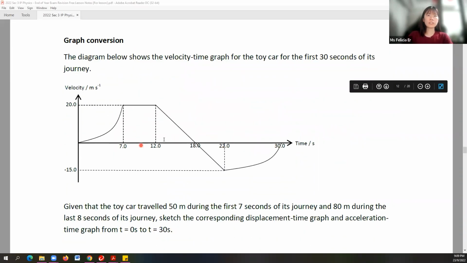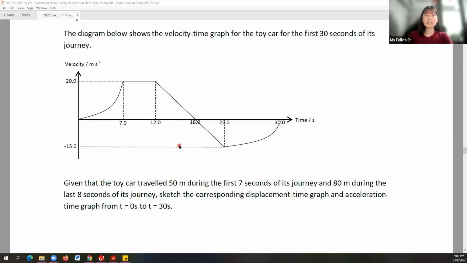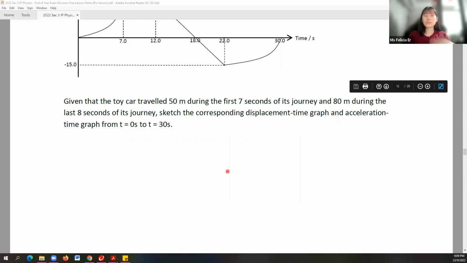So for graph conversion, just now I trained you all a lot already, right? So after you try out the practice, you can try on your own. This one I purposely included more questions so that you all can practice it. So you can give it a try to draw the displacement time graph and acceleration time graph.